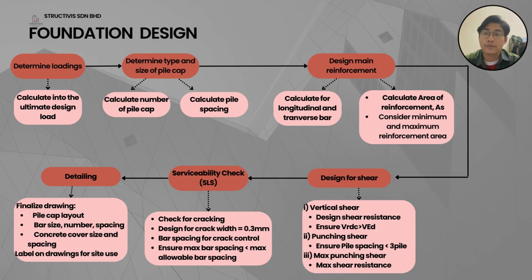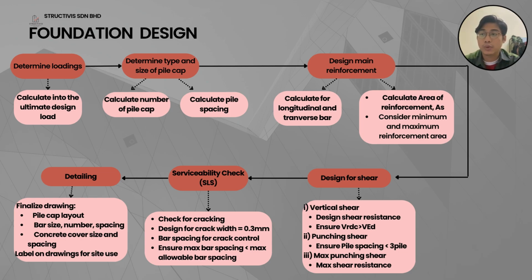And then we have to do the serviceability check, or SLS, for the check for the cracking. First, we have to design for the crack width that is 0.3 millimeter, and then we have to determine the allowable bar spacing for the crack control. In this step, we have to ensure that the maximum bar spacing is lesser than the maximum allowable bar spacing. And the last step is detailing.